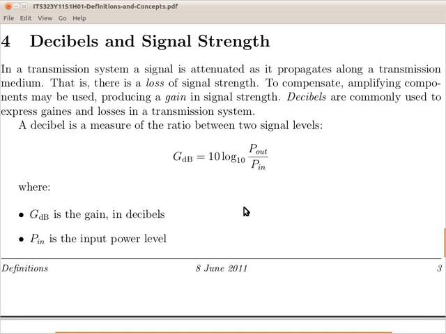Any other questions on that before we come back to our example about Shannon and Nyquist capacity? You should be able to convert power ratios to decibels. This is just a ratio of two power levels. And the gain, the decibel is 10 times the logarithm of that ratio. Any questions?